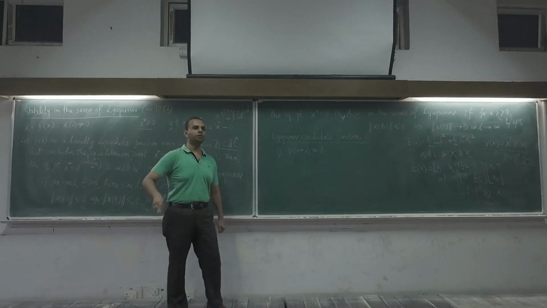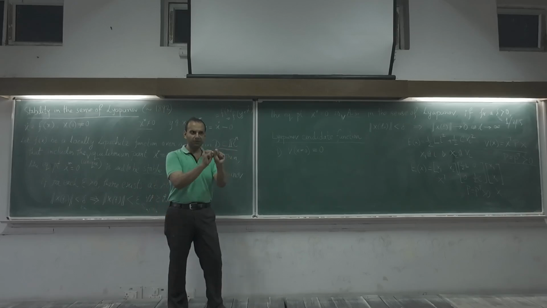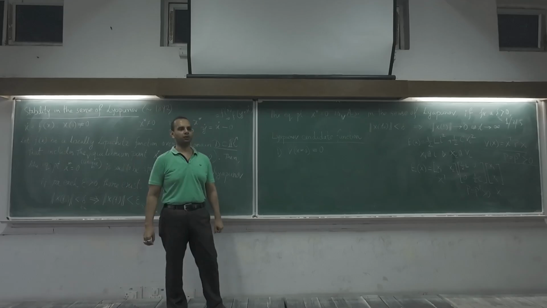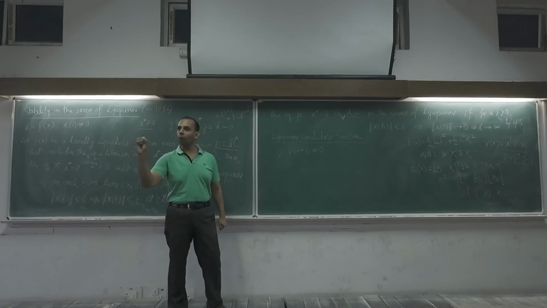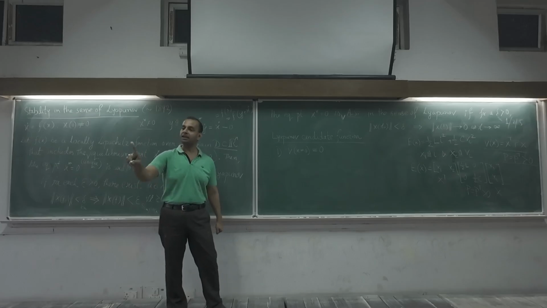of x0 should be 0. That means at the point of minimum energy, or at the equilibrium point, the energy must be 0. So the equilibrium point is the point of minimum energy, and the minimum energy is 0.